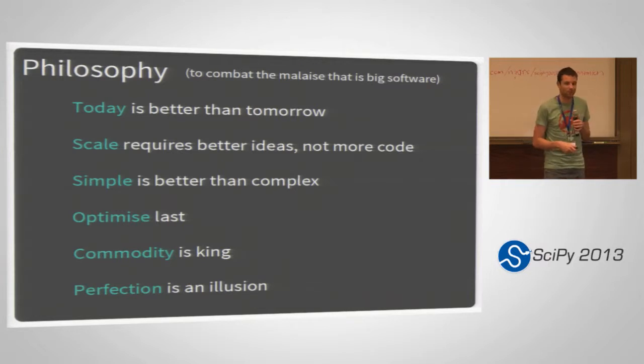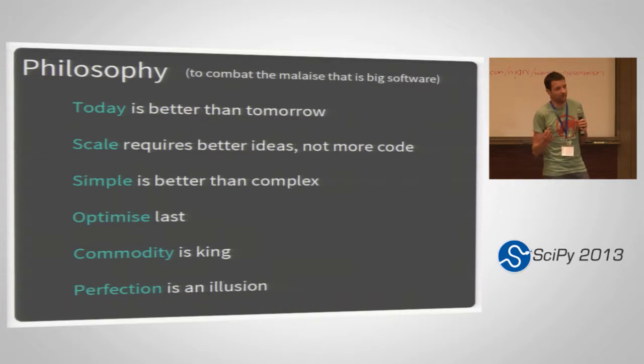Most of this is obviously common sense. People have talked about this today in many forums. Delivering something today is better than tomorrow, particularly in these kind of scientific fields where it's more important to get some decent research out today than to come for some sort of perfection tomorrow. Scale requires better ideas, not more code. It's very easy to throw code at problems rather than kind of rethinking what you need to do.